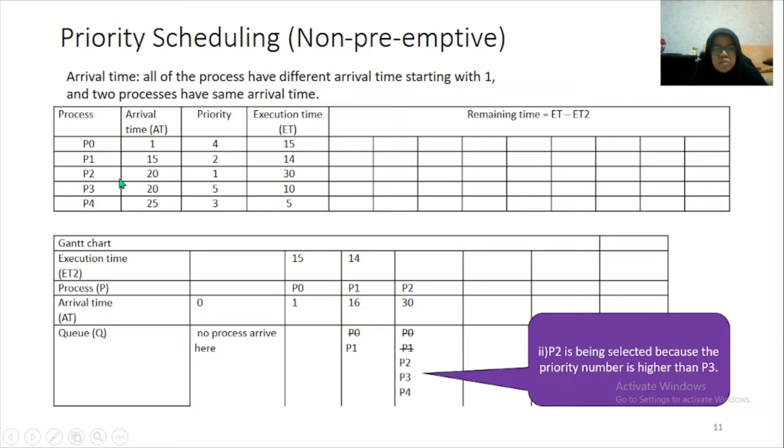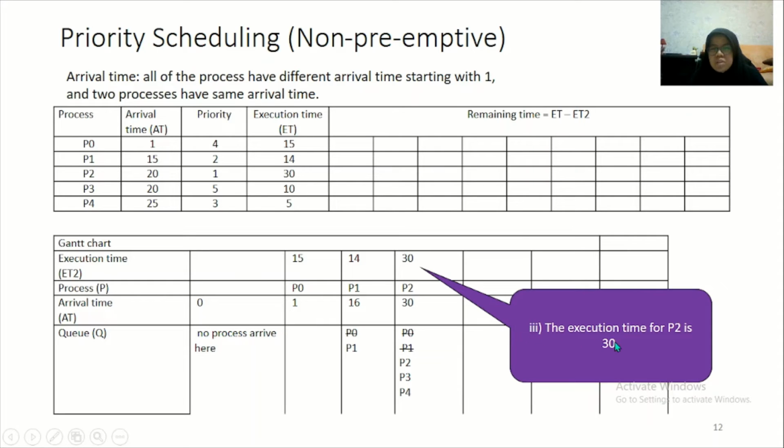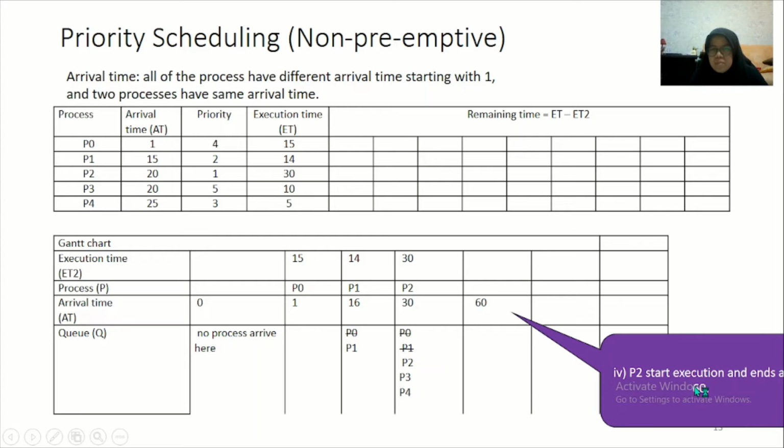So here P2's priority number is 1 and P3's is 5. Even though both of them have the same arrival time, we choose P2 because its number is much lower, which means it has a much higher priority. And the execution time for P2 is 30.